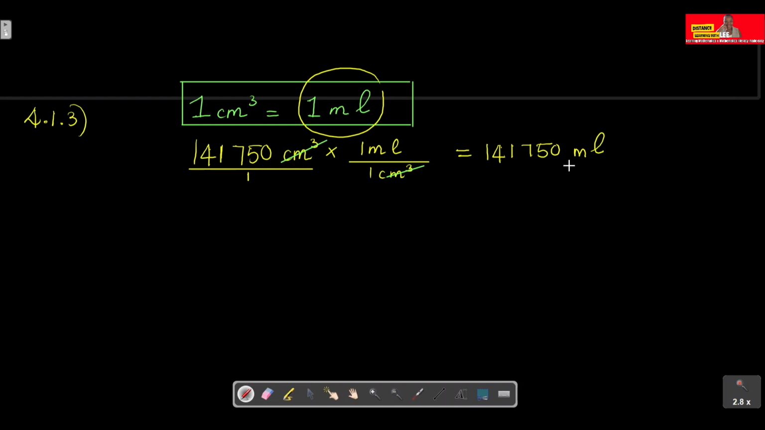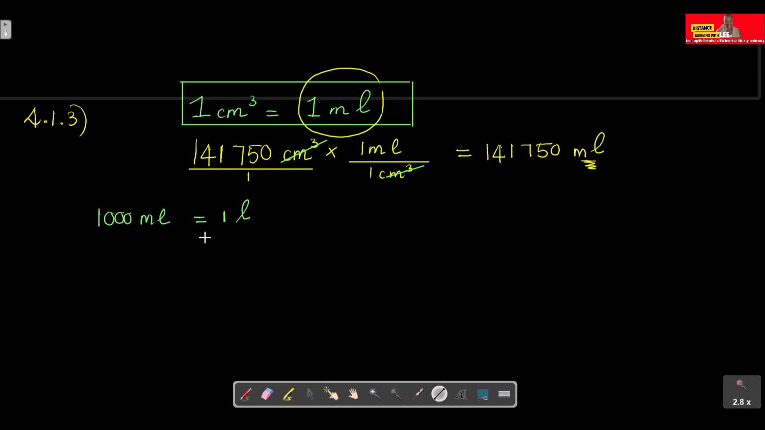We want to get our final answer in liters. That means that we need to further convert these milliliters into liters. How are we going to do that? I'm going to show you two ways in which we can do this. We already know that 1,000 milliliters is equal to 1 liter.